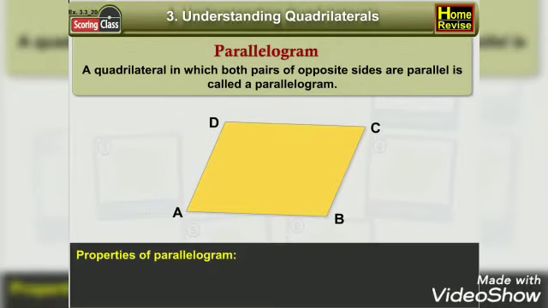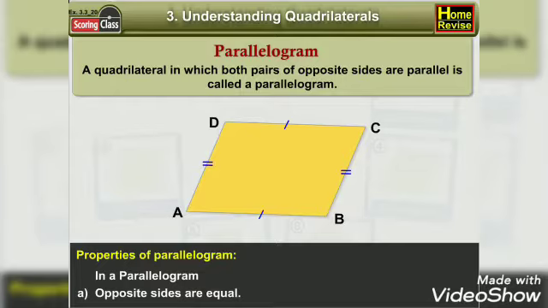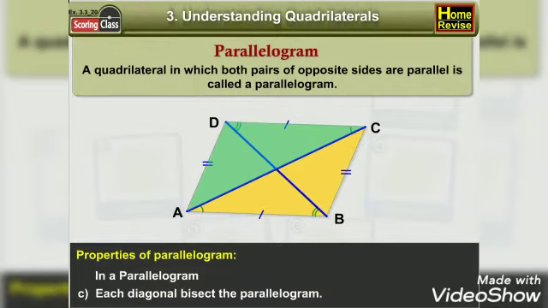Now let us see properties of parallelogram. In a parallelogram, A. Opposite sides are equal. B. Opposite angles are equal. C. Each diagonal bisects the parallelogram.